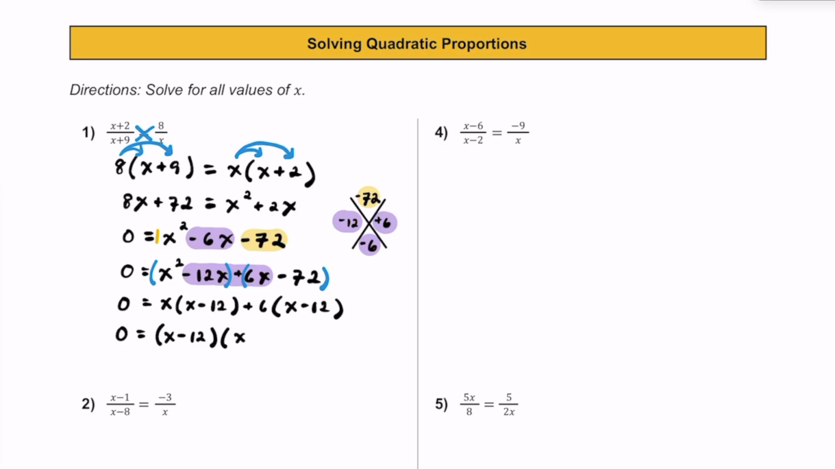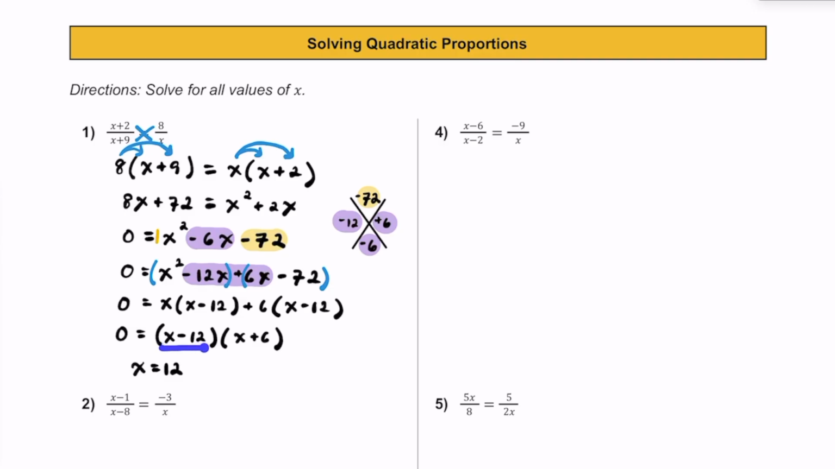And then we have this x plus 6 left over. All right, so what values would make this equation true? Well, we're going to be multiplying this binomial by this binomial to equal 0. So if this equals 0, how would that happen?